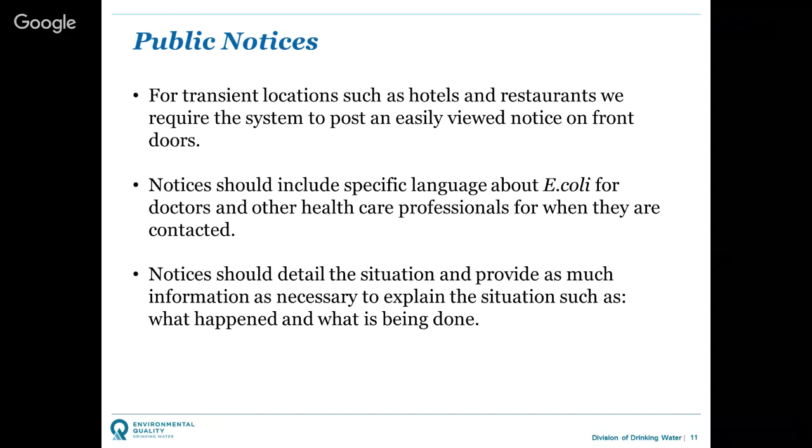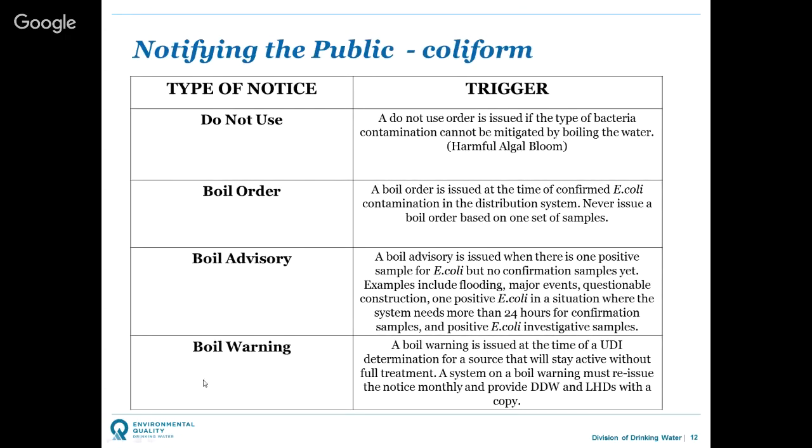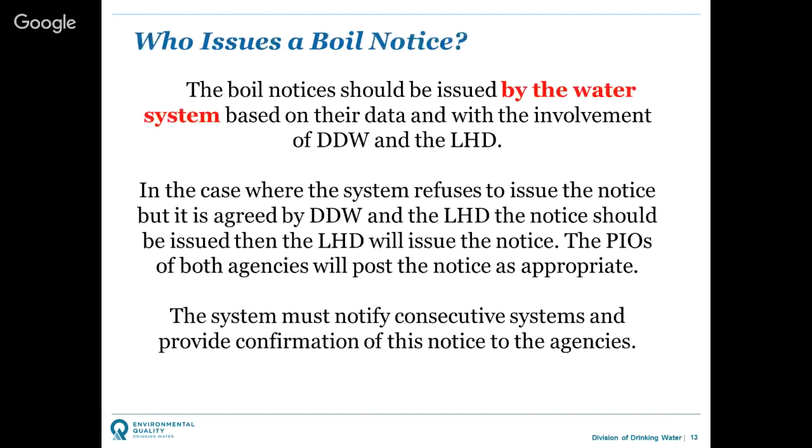So I'm not going to go further into this presentation. I just wanted to give you kind of what the division can do in the event of a public notice. We do have kind of a menu list of orders. For a coliform event, we have a do not use order, boil advisory, boil warning. It's like going to a restaurant, you can pick from the menu. Each situation is so different, and we have to sit down and work with you to help decide what is the best notice for each situation.